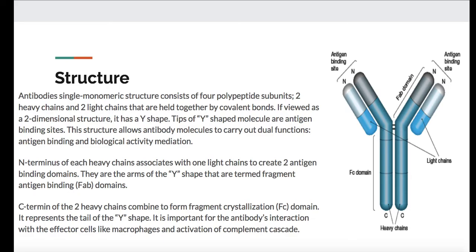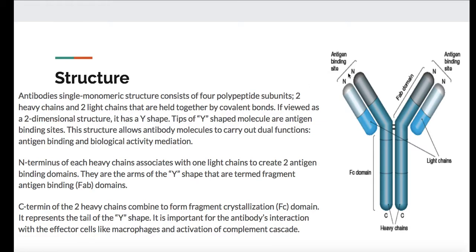The N-terminus of each heavy chain associates with one light chain to create 2 antigen binding domains. They are the arms of the Y-shape that are termed fragment antigen binding, Fab, domains. The C-termini of the 2 heavy chains combine to form the fragment crystallizable, Fc, domain. It represents the tail of the Y shape. It is important for the antibody's interaction with effector cells like macrophages and activation of the complement cascade.